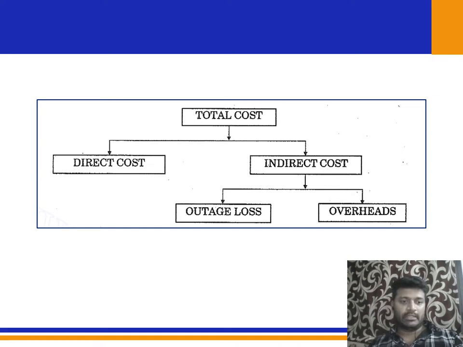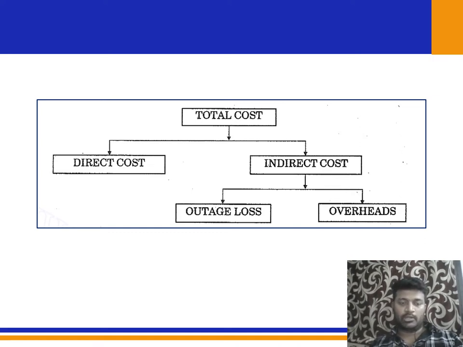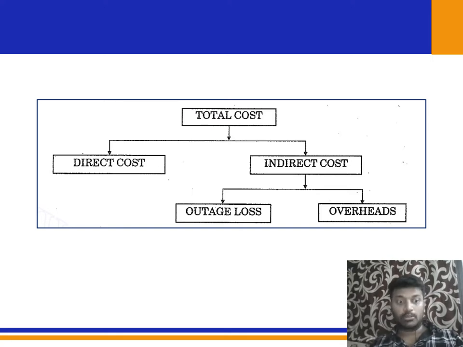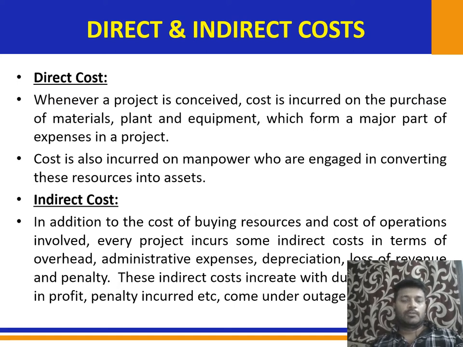Direct cost is the cost which is required to accomplish all the work involved in the project. Indirect cost is related to control and duration of the work, financial overhead, lost production, and overhead cost, etc. So in indirect cost, we have outage loss and overhead cost. These are the components of project cost. Now you can see what is direct and indirect cost and the basic differences between them.